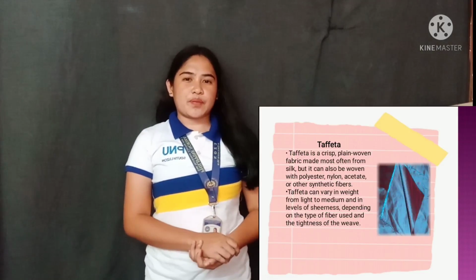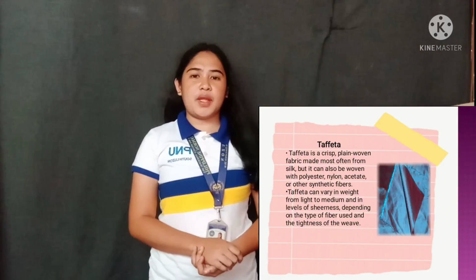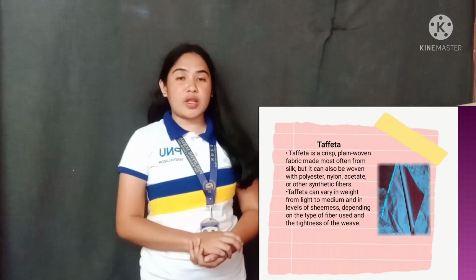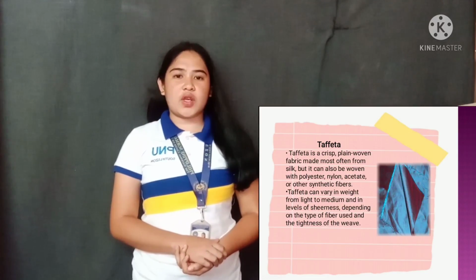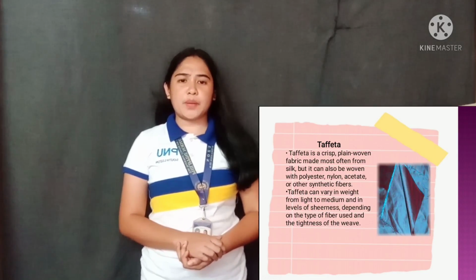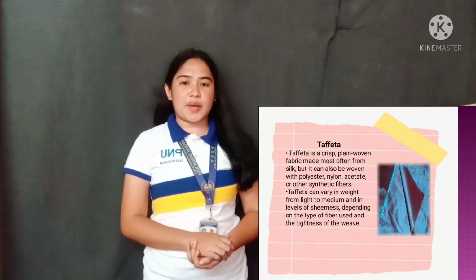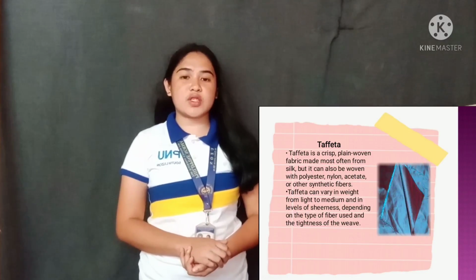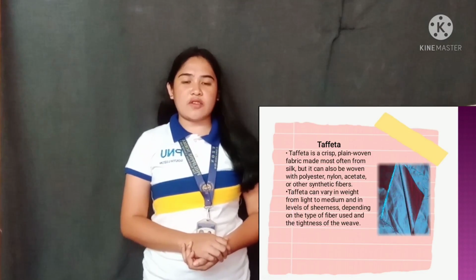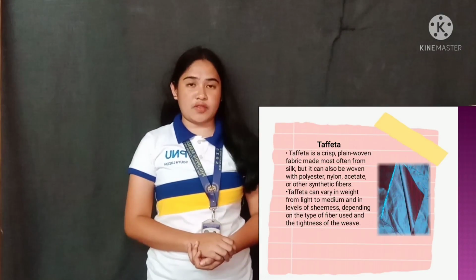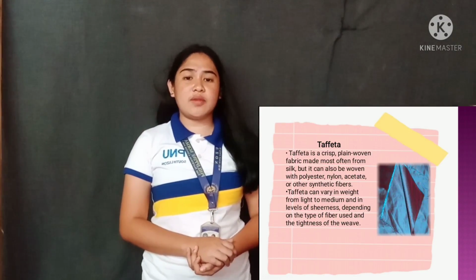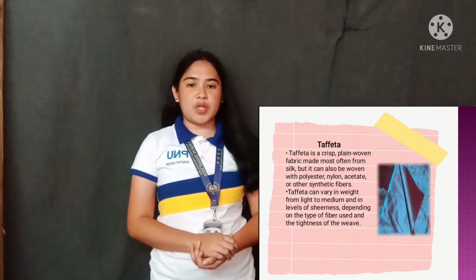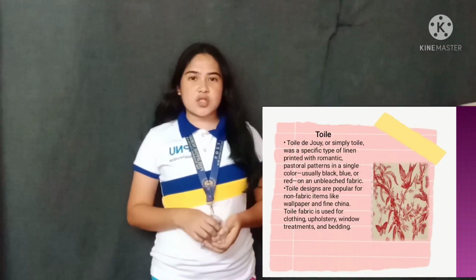Next is taffeta. Taffeta is a crisp, plain woven fabric made most often from silk, but it can also be woven with polyester, nylon, acetate, or other synthetic fibers. Taffeta fabric typically has a lustrous, shiny appearance. Taffeta can vary in weight from light to medium and in levels of sheerness depending on the type of fiber used and the tightness of the weave. Taffeta is a popular lining fabric as the material is decorative and soft, and it is also used for evening wear and home decor.